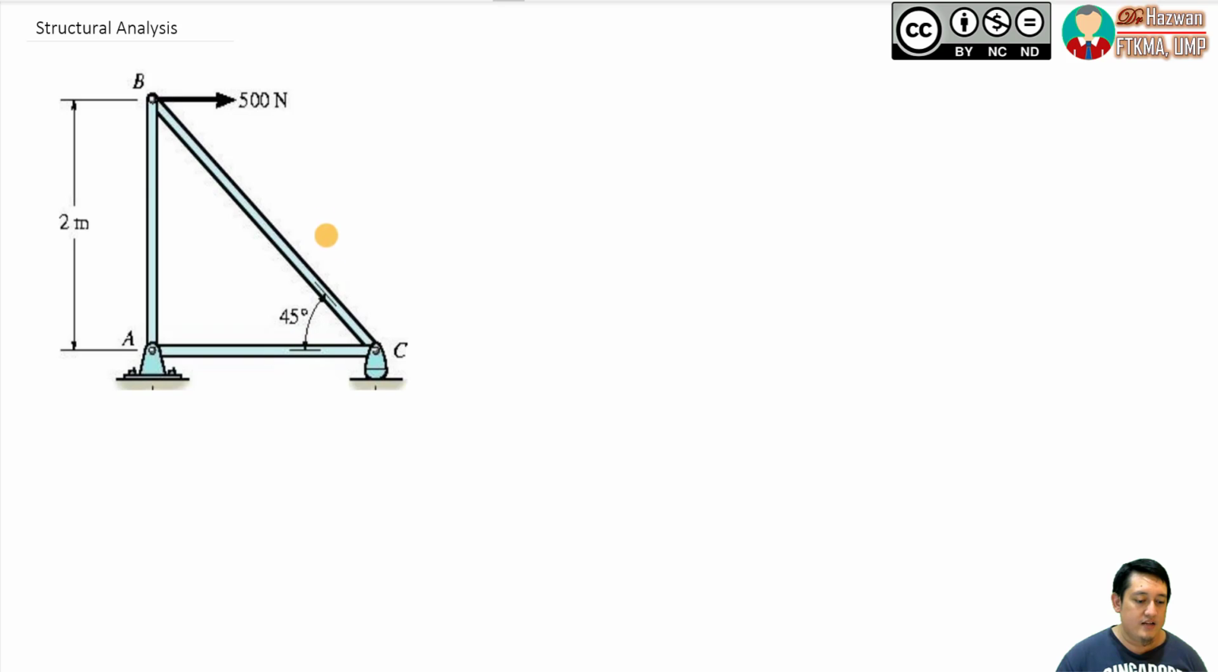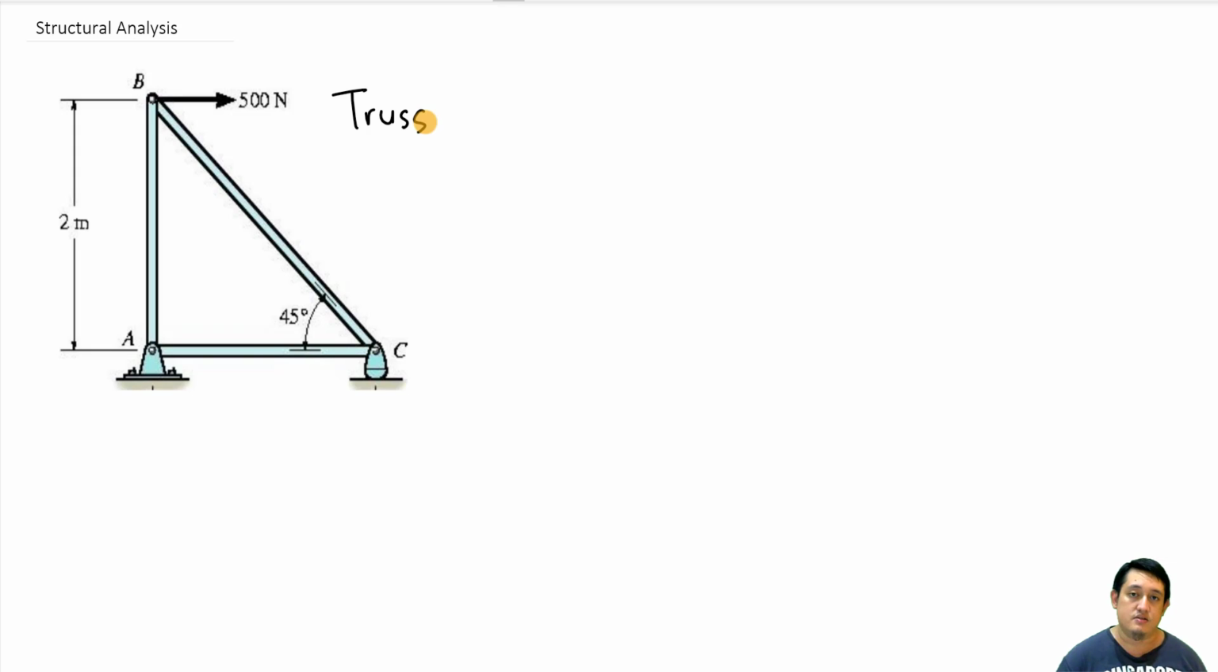If you look at this figure here, is it familiar to you? We can see this kind of structure on the roof, or at the bridge. The bridge is built by this kind of structure here. This structure we call a truss, T-R-U-S-S.